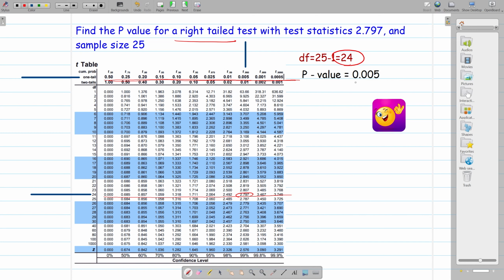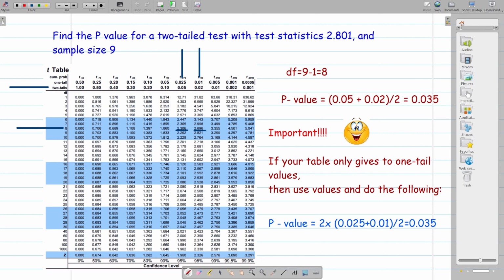Great. Okay, next we are going to find the p-value for a two-tail test. Let's see how we can do that. Here they have given a test statistic of 2.801 and sample size is 9. Then our degrees of freedom is 8. Select that row. Okay, and the test is a two-tailed one. Then we have two tails. You should select this row. Look for 2.801 in the 8 degrees of freedom row.